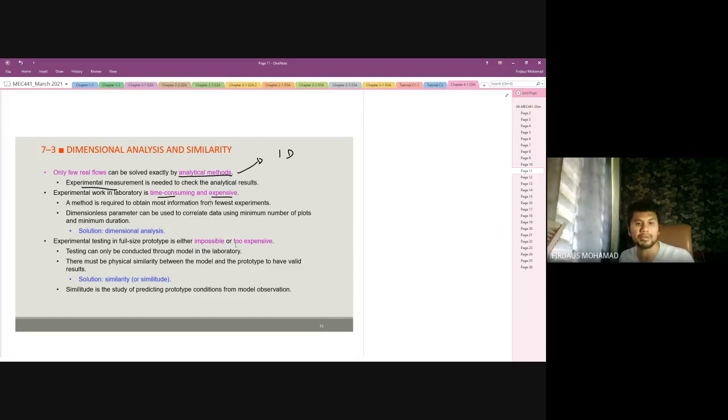Okay, so that's why kita come up with scale model. Testing can only be conducted through model in the laboratory, and then there must be physical similarity. Physical similarity ni maknanya sebiji lah, apple to apple, ataupun dia punya model sama dengan dia punya prototype ataupun the actual model. Tu maknanya physical similarity. And then the solution adalah similarity based on scale model. Okay. So similitude is the study of predicting prototype condition from model observation.